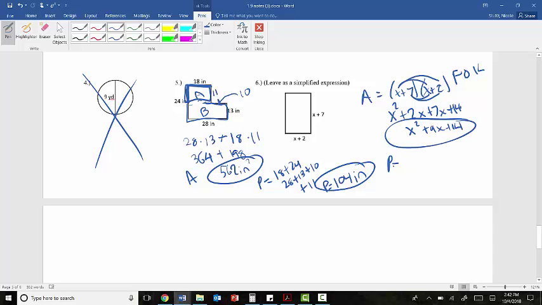Perimeter is actually going to be pretty simple. We're just doing 2 times x plus 7. We're going to add that to whatever 2 times x plus 2 is. So again, if you go through and simplify this, you're going to get 2x plus 14 plus 2x, plus 2x plus 4. And that makes 4x plus 18. And since there's no units, we'll just write units, and this one we'll do square units. And that's it.